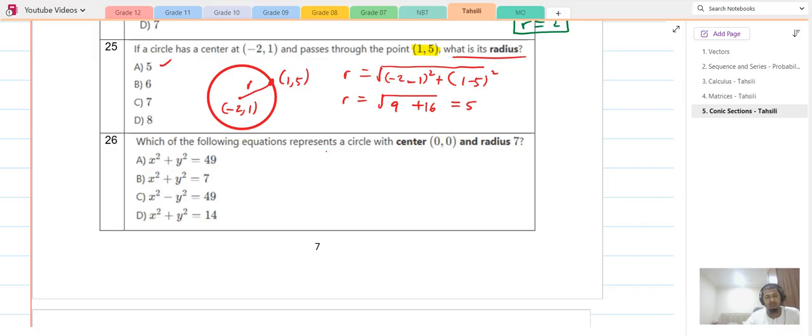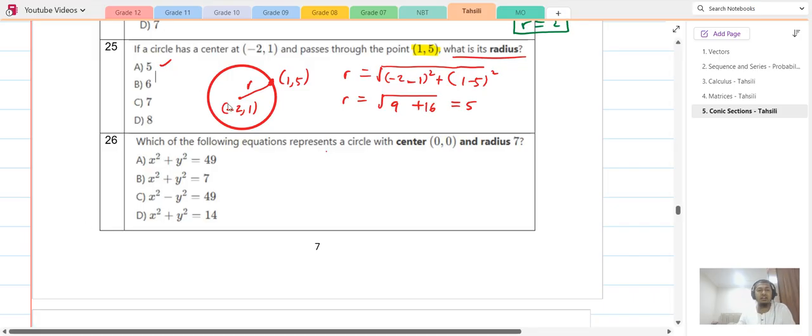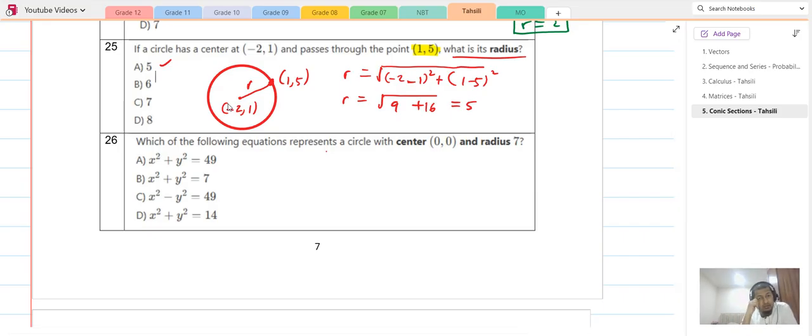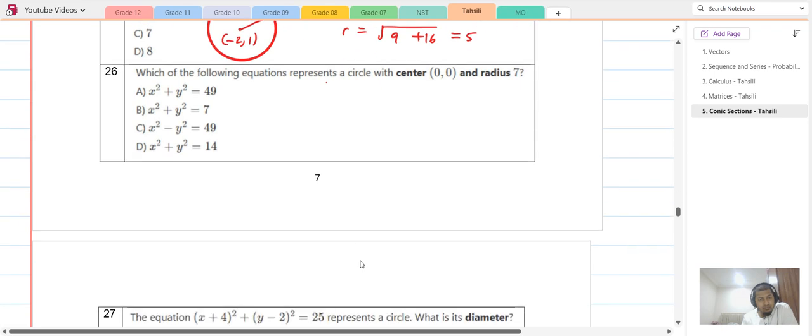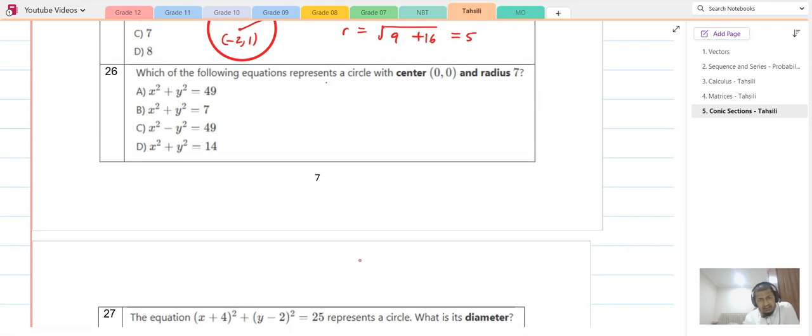I hope you understood that, just using distance formula. And guys, you have to try to visualize the types of diagram that you get. This is very important for problem solving. Next one. Which of the following equations represents a circle with center 0, 0 and radius 7?